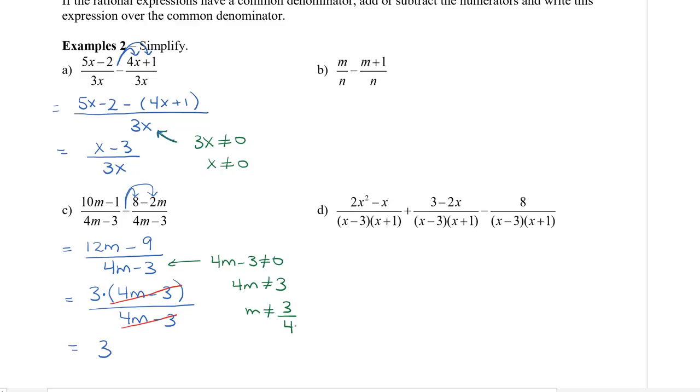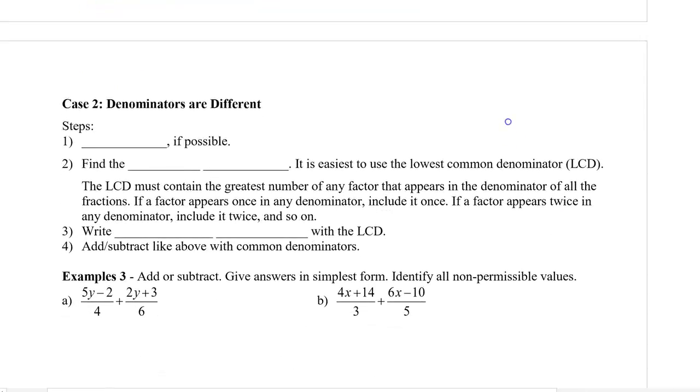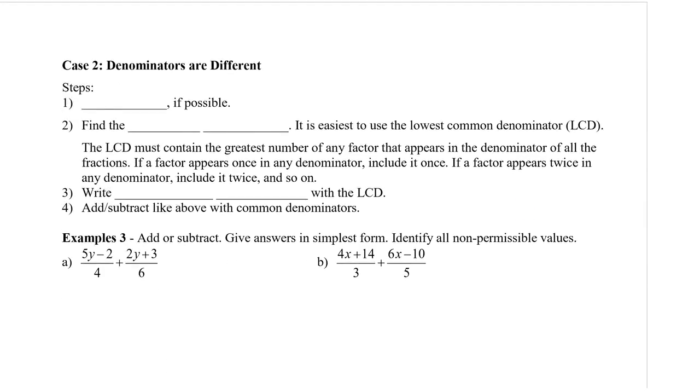All right, let's take a look at what happens when the denominators are different, because most likely the denominators are not always going to be the same. So first thing is we are going to factor, if possible. And actually, when I say factor, I really mean factor just your denominator, okay? Now you can factor the numerator, and then hopefully maybe something will simplify, but often that doesn't happen.